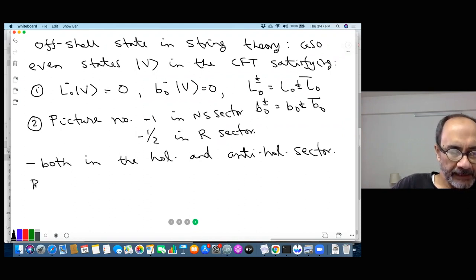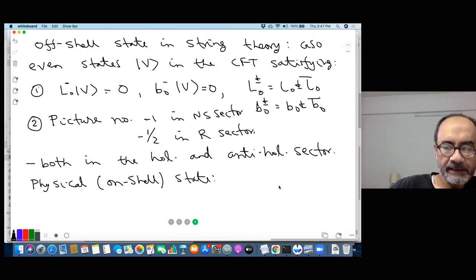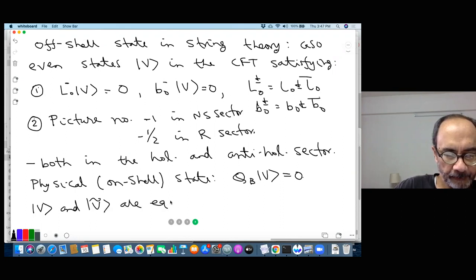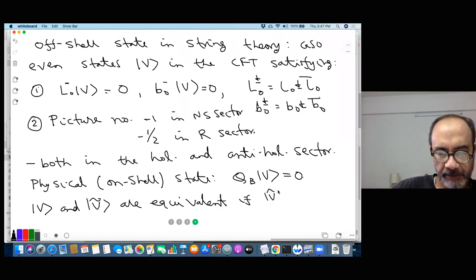Now I describe a physical state, or on-shell state. It satisfies all these conditions, but furthermore, it is BRST invariant. This is again the same as in the case of bosonic string theory. And as in the case of bosonic string theory, we have an equivalence relation, namely that V and V tilde are equivalent if V tilde minus V is given by QB lambda.